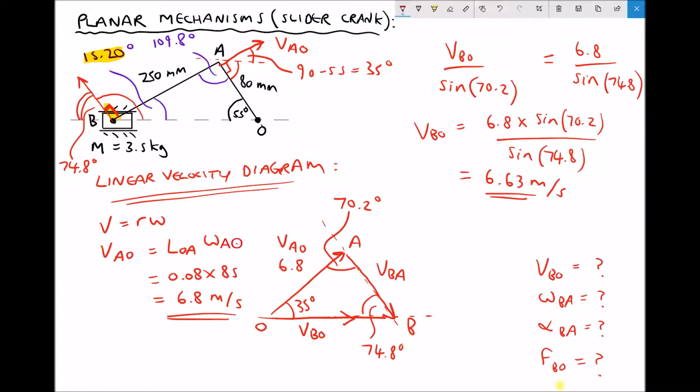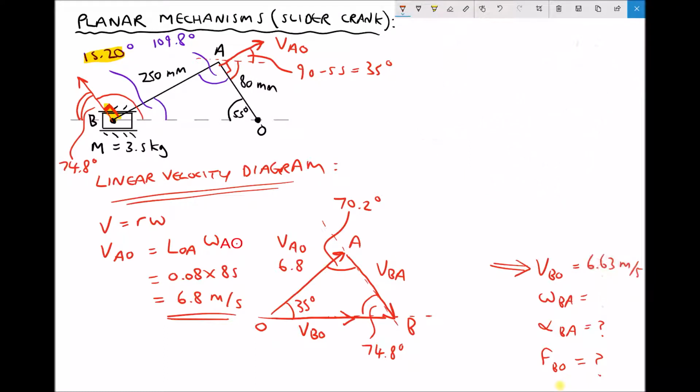Now, if we look in the bottom right-hand corner, the first variable that we wanted to calculate was actually VBO. So we've calculated that now, 6.63 meters per second. Let's add that to the list of variables in the bottom right-hand corner, and then we can look at how we can determine omega BA, or the angular velocity of B relative to A. Now, the approach that we're going to use to calculate omega BA is very similar. Before we can calculate omega BA, we need VBA.